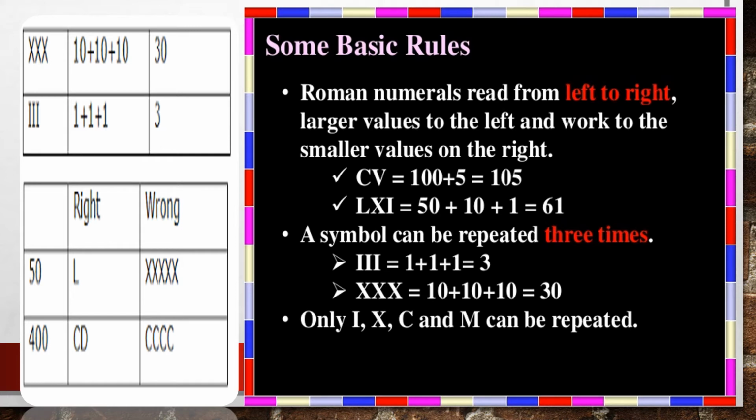Okay. Then the second is that a symbol can be repeated up to 3 times. That means like I, X, C, and M.